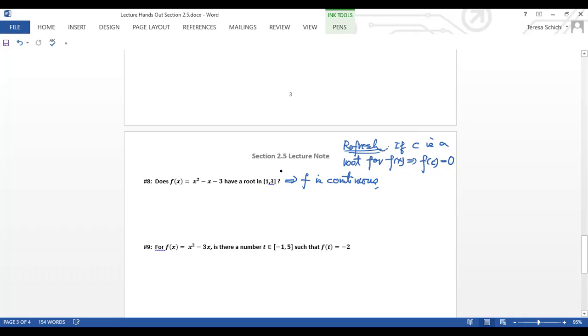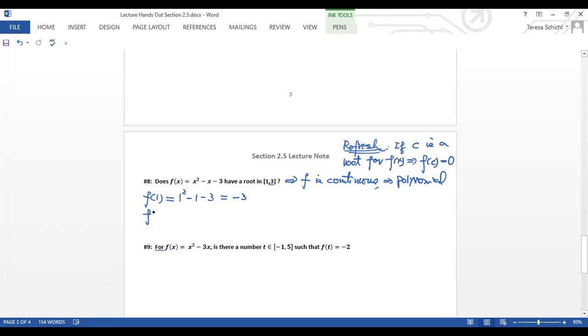Why is it continuous in this interval? Because it's a polynomial, right? And a polynomial is continuous. Okay, so now the root means f of c equals zero. So I will put in f of 1 to see what it is. You put 1 here, this is 1 squared minus 1 minus 3, so what you have here is negative 3, okay?